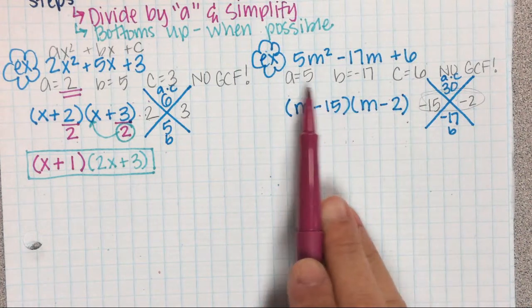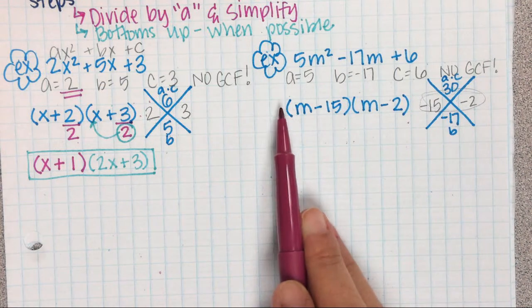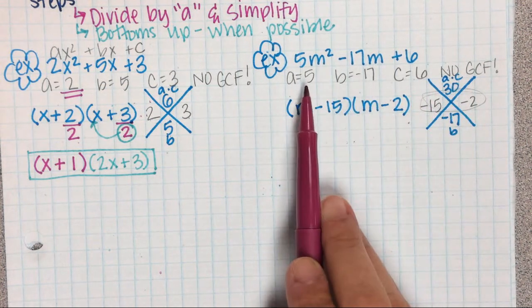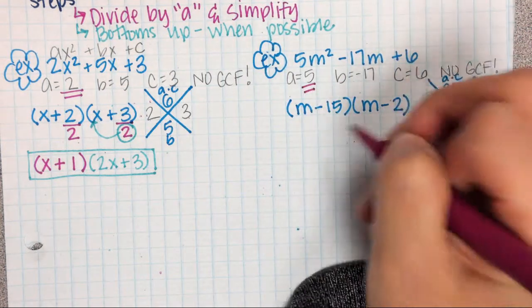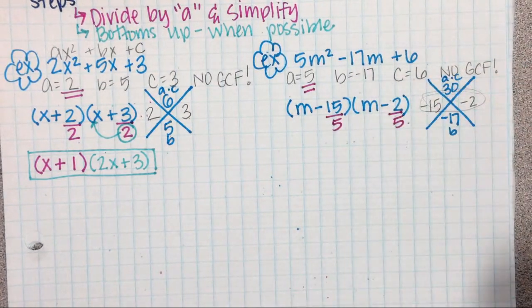Again, normally we would call it a day when A is 1, or if we had a GCF, we would pull that GCF out in the front and we'd be done. But that is not the case in this example. We do have A as a number and no GCF. So we take A and divide it into my two factors that I got and simplify.